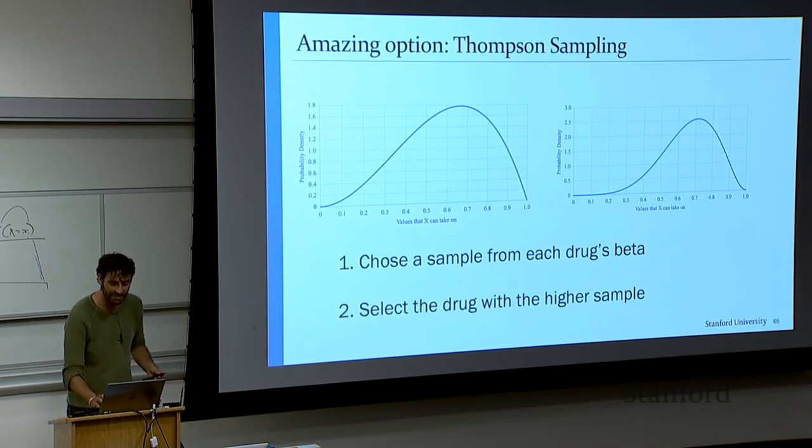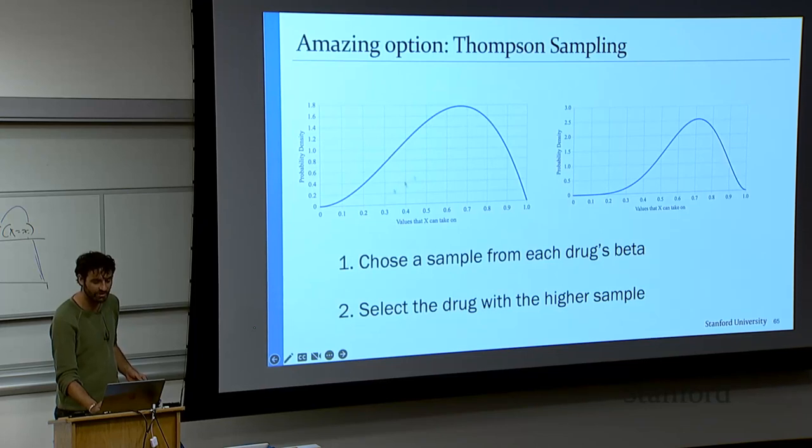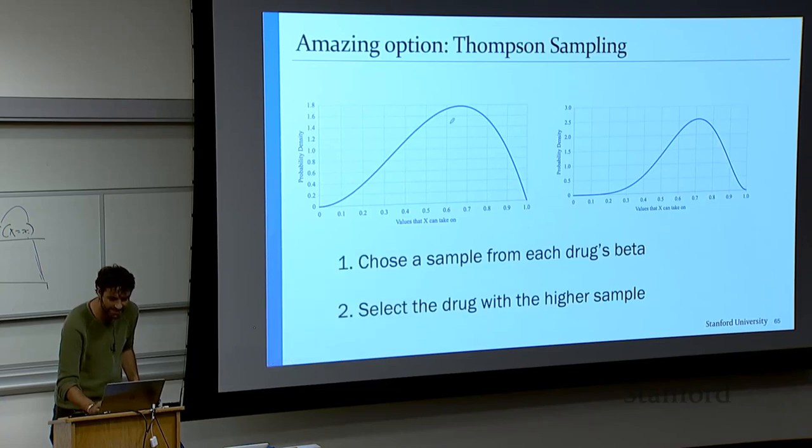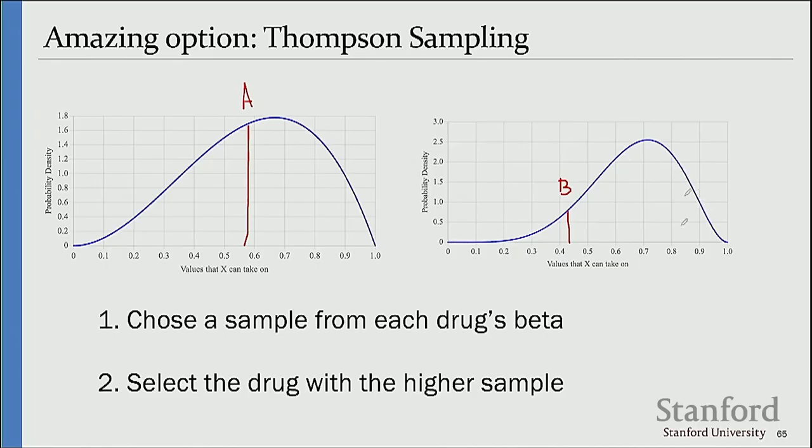Take drug A's PDF and sample from it. You're more likely to get a number in the high density regions and less likely to get a number in the low density regions. So let's do this. Let's say you randomly sample and you get this value, and that's going to be my A sample. For B, you sample from B, and you may just happen to choose a sample over here. It's not that likely, but when you sample, you can get any value. It's just more likely to get them in the high probability regions. If you do a Gaussian sample, you're more likely to get something near the mean. If you do a sample from this beta, you're more likely to get something in the high probability regions.